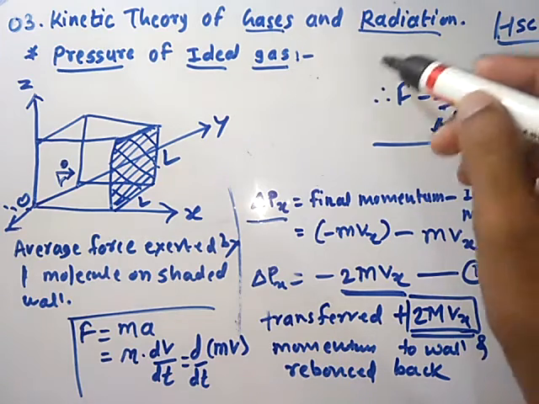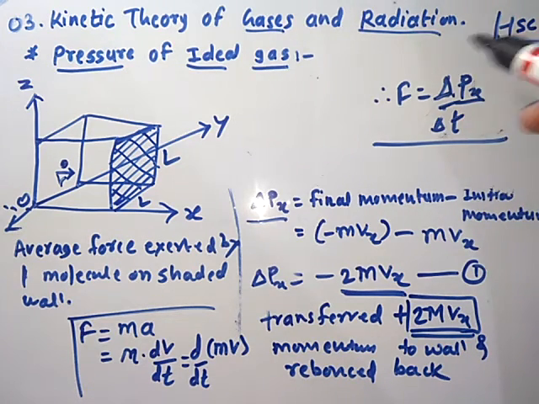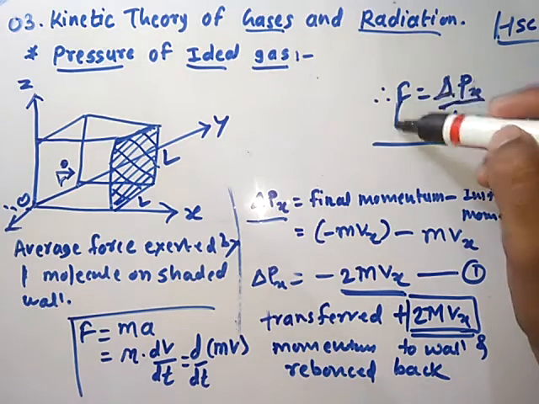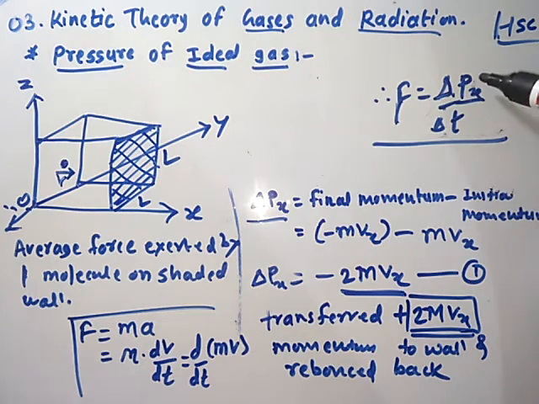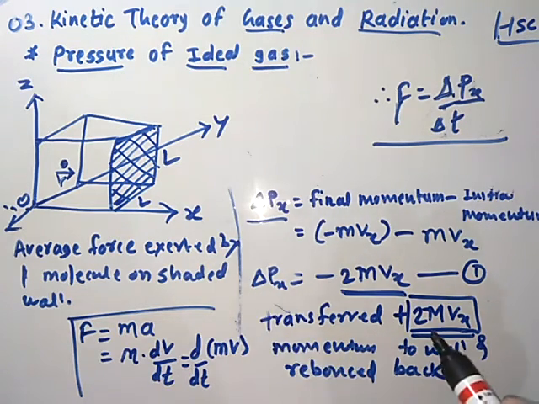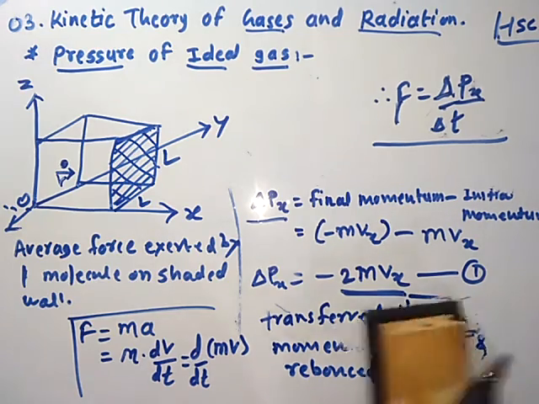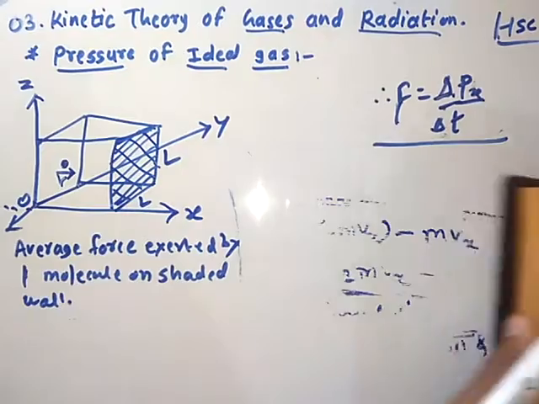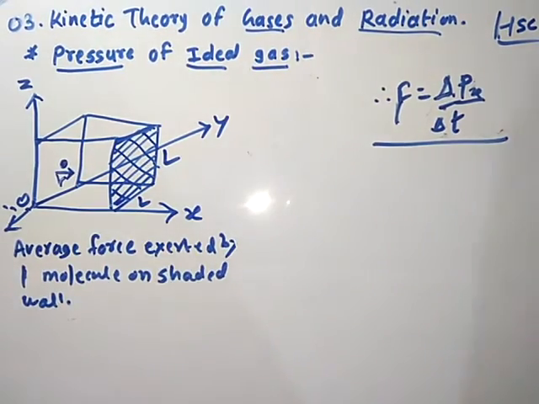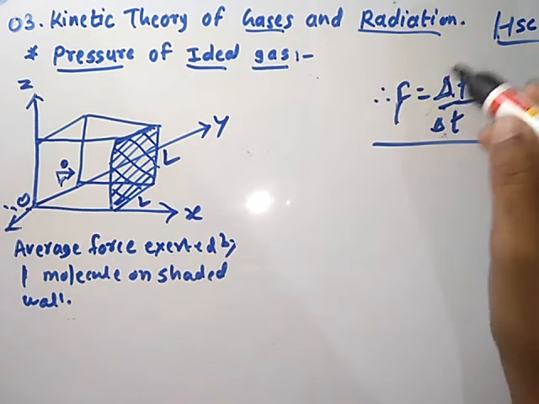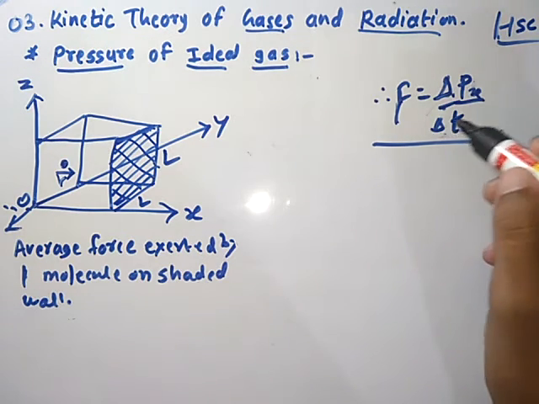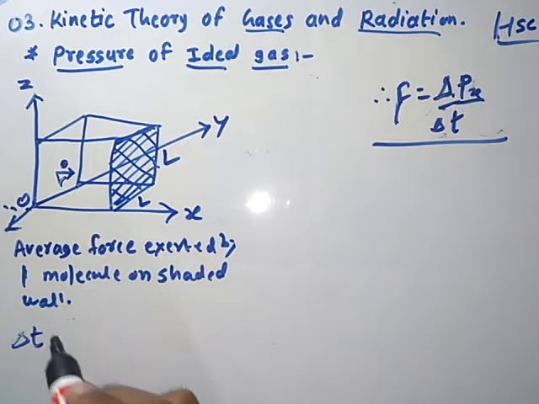So now we have this basic construction of our force. Force is equal to change in momentum of that particle along x-axis divided by time taken by that particle in two successive collisions. Remember this first equation, change in momentum is 2m vx. So now for calculating the average force, this is the formula. We calculated this quantity already, that is change in momentum. Now we calculate delta t, which is the time required in two successive collisions.